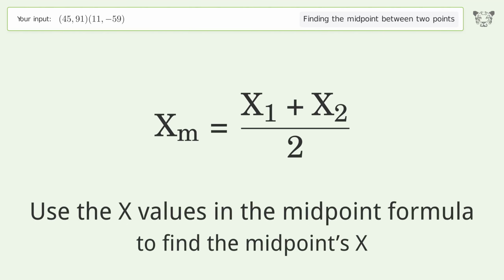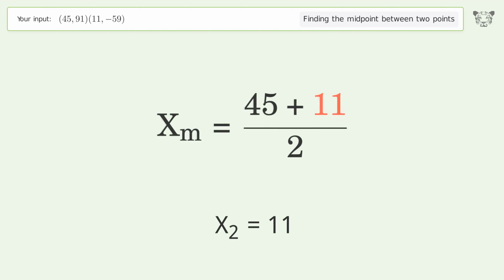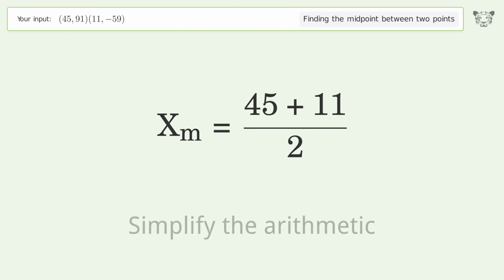Use the x values in the midpoint formula to find the midpoints x. x1 equals 45. x2 equals 11. Simplify the arithmetic.